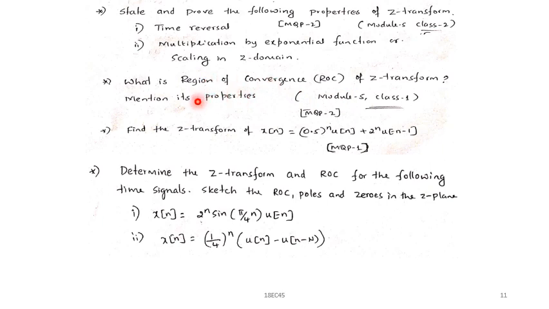Equations. So this is about the theory question. Then one more problem, even this problem is also solved in the problems on Z transform class. Find the Z transform of x of n is equal to 0.5 to the power n u of n plus 2 to the power n u of minus n minus 1.